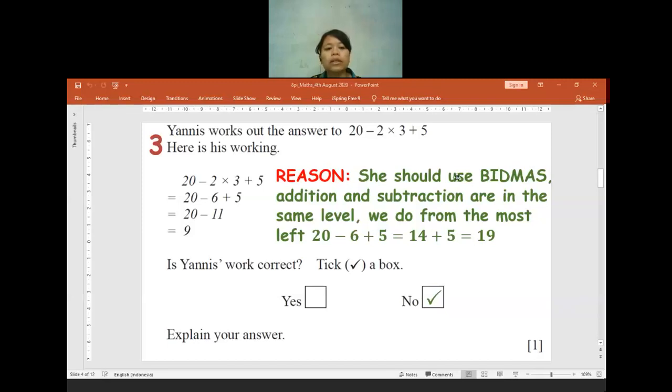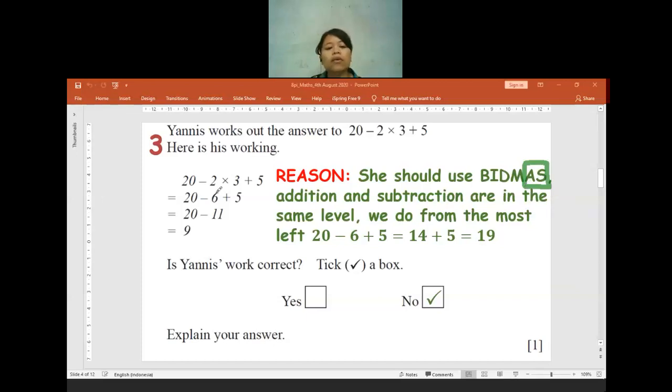For question 3, Yanis worked out the answer for 20 minus 2 times 3 plus 5. This is the working, and I say that the working is wrong. My reason is that when we use BODMAS, even though it is A first, then S, it doesn't mean that we have to do the addition first and the subtraction later. No, because addition and subtraction are at the same level. So whatever comes first, we do first.